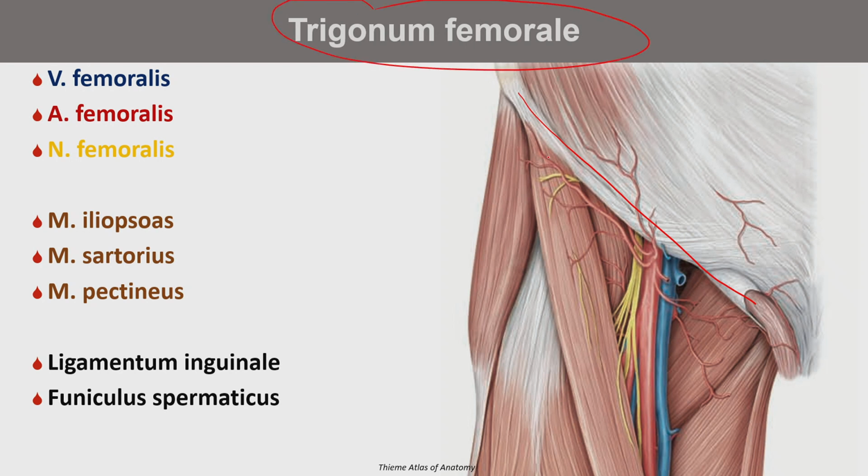Then we have other edges. The edge which is lateral is the sartorius muscle. The sartorius muscle is easy to palpate. It is going from the spina iliaca anterior superior and going down, and is touching the pes anserinus on the medial part of the knee. This is a very important landmark of the course of the femoral artery.